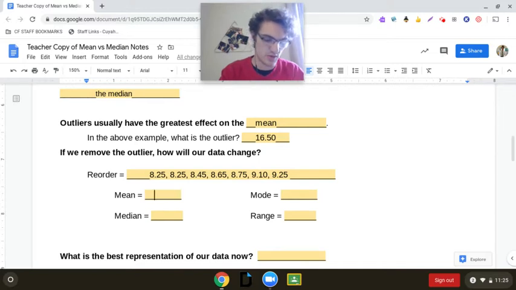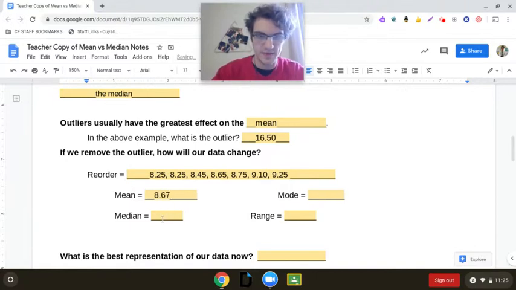So do 825 plus 825 plus 845 plus 865 plus 875 plus 910 plus 925. And then divide that by 7. And I get $8.67. So that's a little bit closer to what most of the students make, right? The median, go the lowest and the greatest, lowest and the greatest, lowest and the greatest. So the median is going to be $8.65. So now they're really similar.